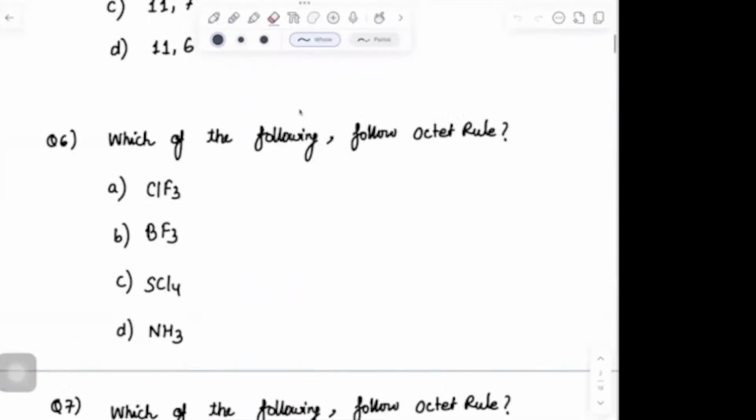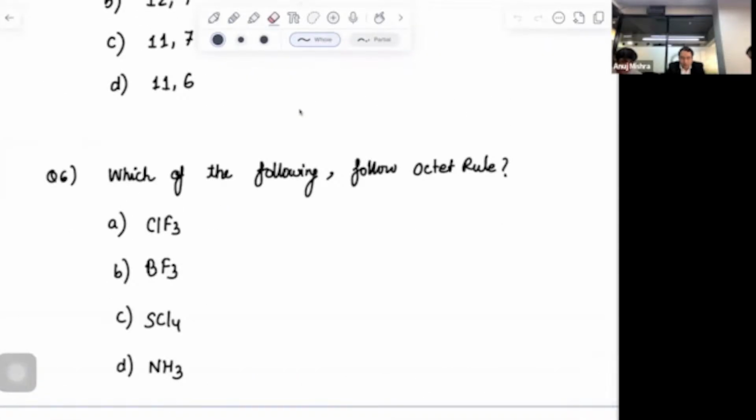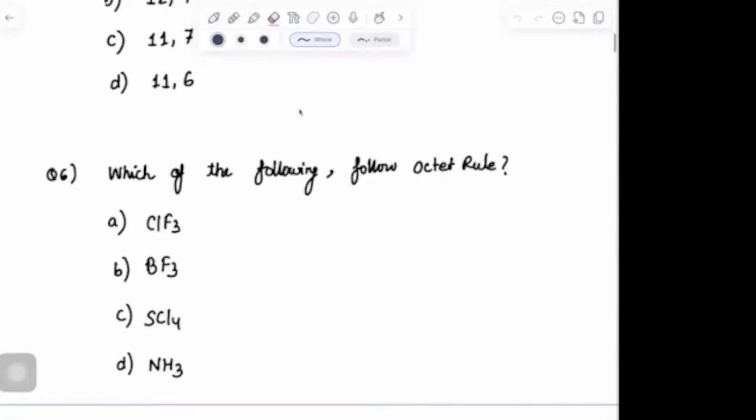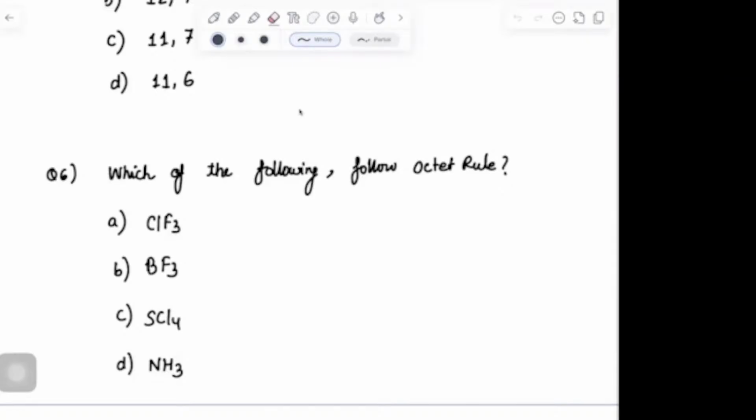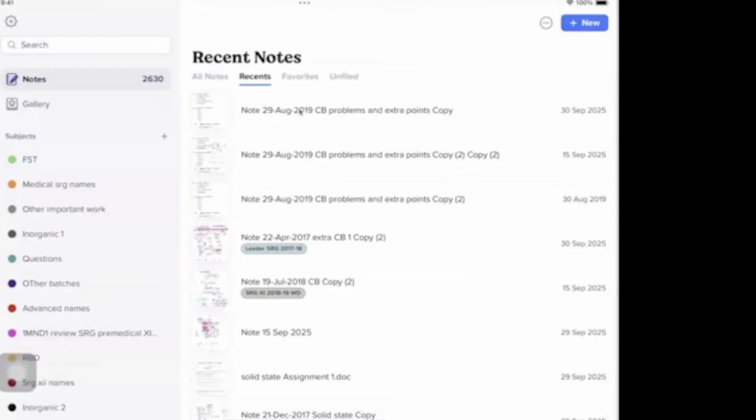Next one. Which of the following follows the octet rule? BF3 follows the octet rule. So is this a multiple correct answer? Maybe it's multiple correct also. Let's check. So NH3 and BF3. BF3 follows the octet rule, no. Octet means 8 electrons, right? Sir, only NH3. Only NH3, sir.